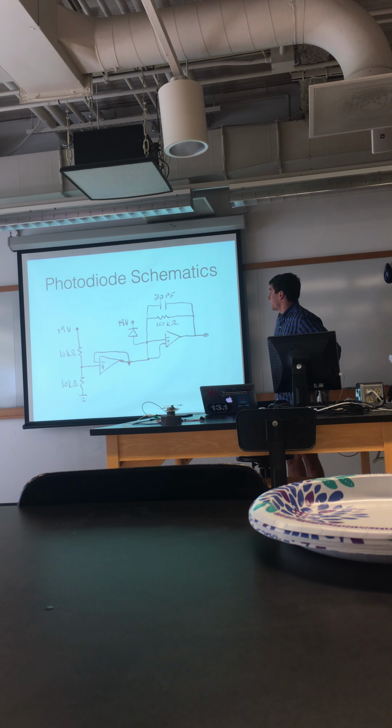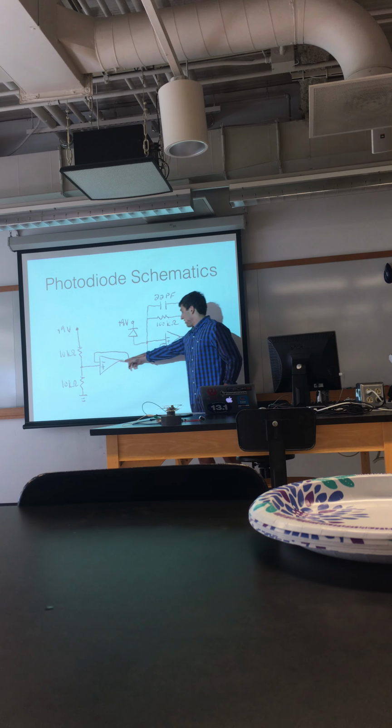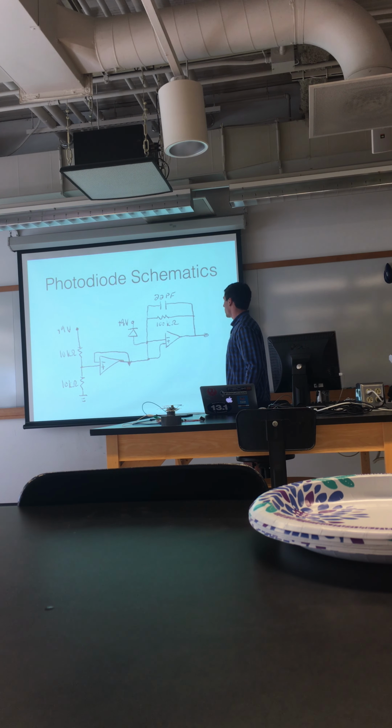But this is the photodiode schematic. It's fairly simple. It's much simpler than the PIR. We got one side of the op amp here, the dual op amp. This is the actual photodiode itself, connected to power, and then goes to the second side of the op amp, which has a 100 kilo ohm resistor for feedback.